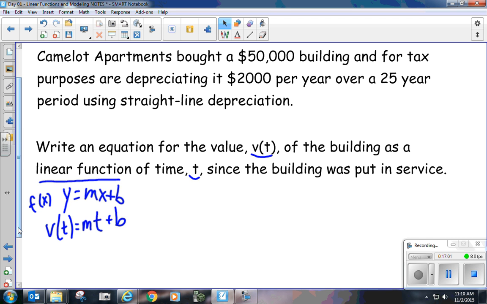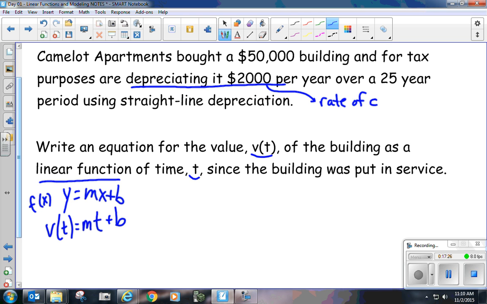Do you think you know what the slope is? Any guesses? It's 2,000, because wasn't slope a rate of change? And how's the building changing? It is depreciating. It is going down 2,000 per year. So this is my rate of change. Is it 2,000? It is negative 2,000 because it is depreciating. It is going down. So negative 2,000 is basically your slope. So I'm going to rewrite our equation here. V of t equals negative 2,000, that's my slope, times t plus.